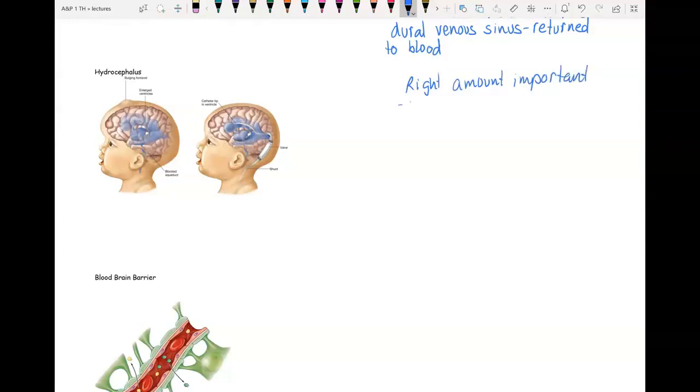If you have not enough, then your brain will crush because it'll crush under its own weight. It can even herniate through the foramen magnum.